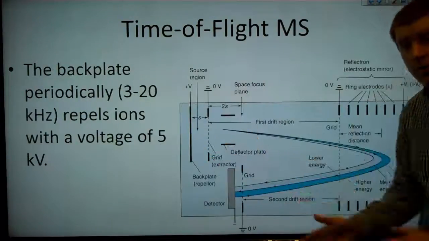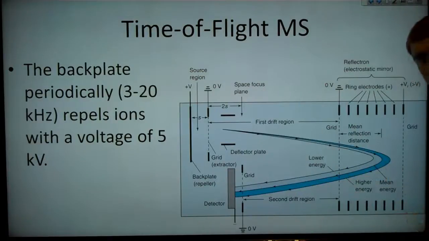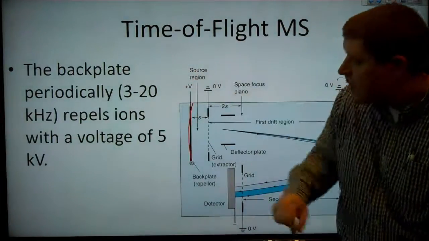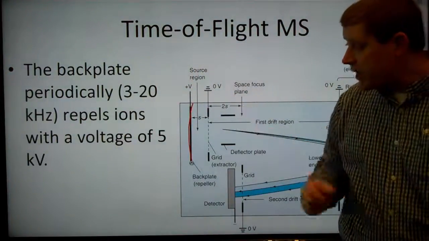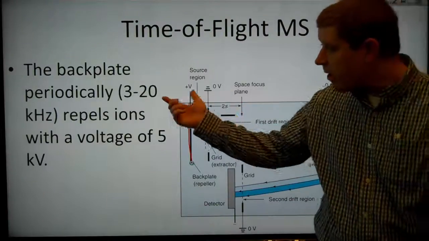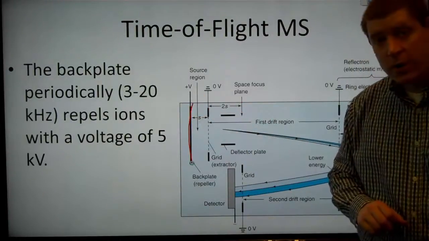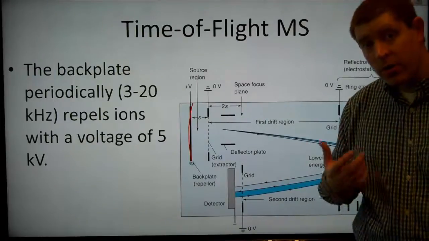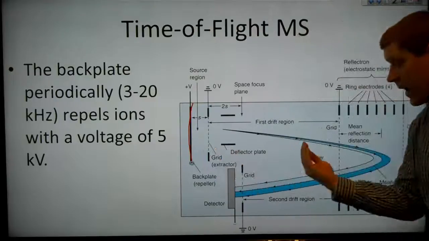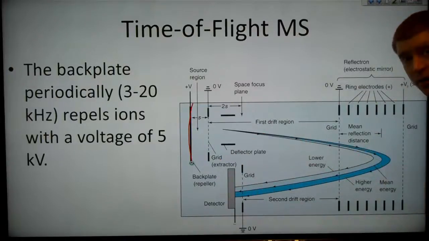So here we have a diagram showing a time of flight mass spectrometer, and the backplate, which is over here, periodically repels ions with a voltage of 5,000 volts, and by periodically we mean someplace between 3 and 20 kilohertz. So somewhere between 3,000 and 20,000 times every second we've got ions being accelerated down our drift tube.